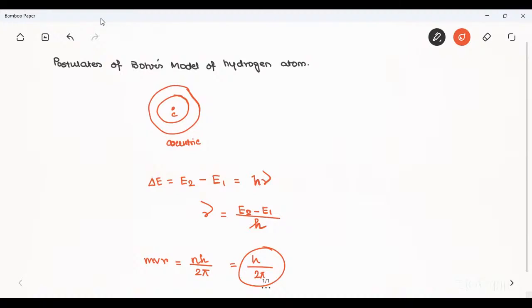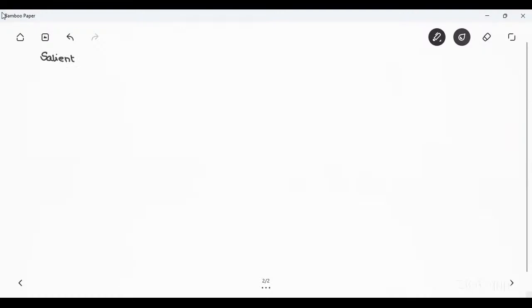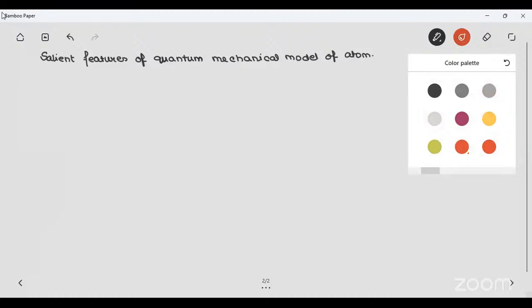The question came to be as: salient features of the quantum mechanical model of atom. I'm writing the question. So what are the salient features? First feature is energy of the electron.